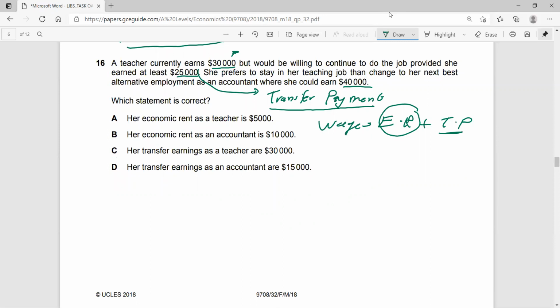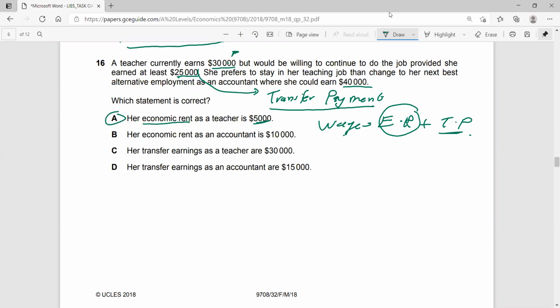Her economic rent as a teacher is 5,000. This is true. You subtract transfer payments from the wage. So the wage is 30,000, transfer payments are 25,000, so the difference is 5,000. So she earns 5,000 above the minimum amount she'd be willing to accept, and that's all economic rent. This is correct.